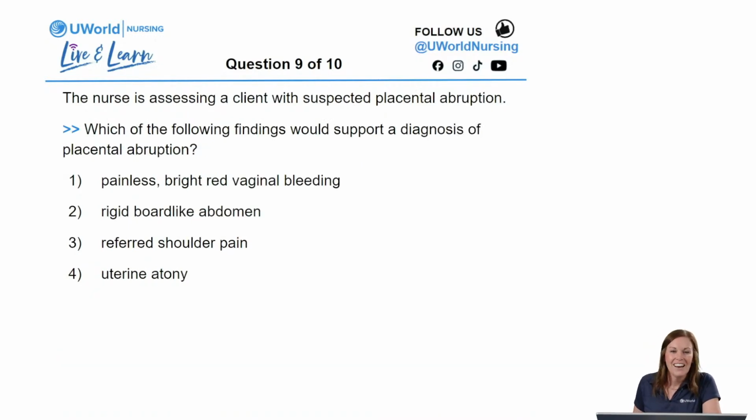Question 9. The nurse is assessing a client with suspected placental abruption. Which of the following findings would support a diagnosis of placental abruption? Option 1, painless bright red vaginal bleeding. Option 2, rigid board-like abdomen. Option 3, referred shoulder pain. Option 4, uterine atony. Let's see what y'all think.